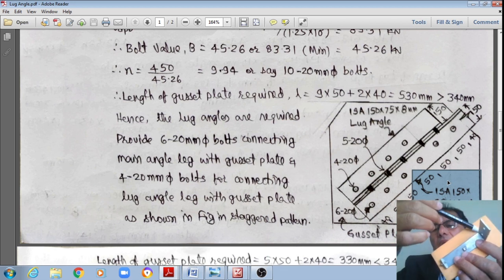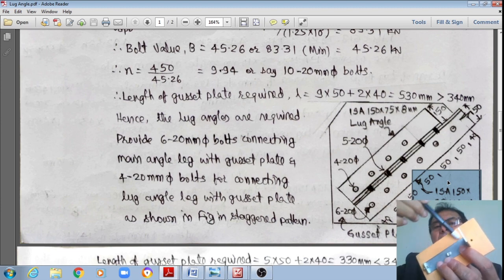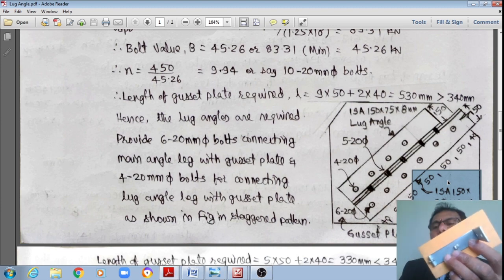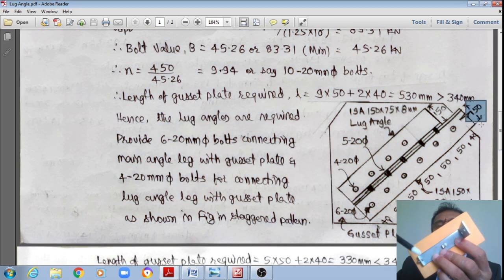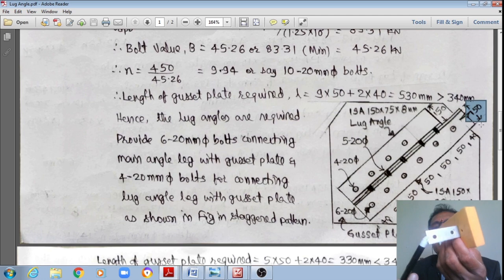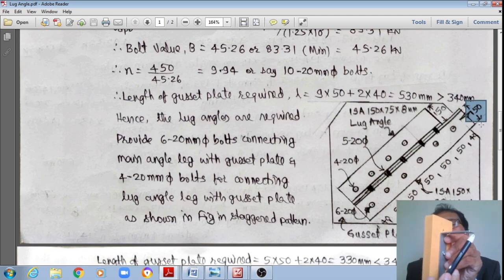Therefore, this connected leg is equal to 150 mm. Now you can see that this is 150 mm, the connected leg, whereas this outstanding leg is equal to 75 mm. That is my assumption.